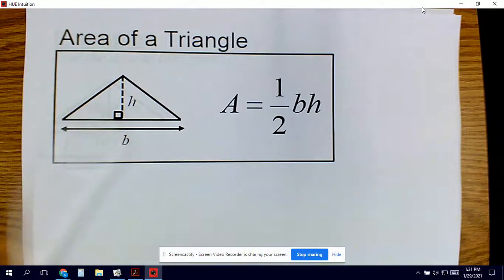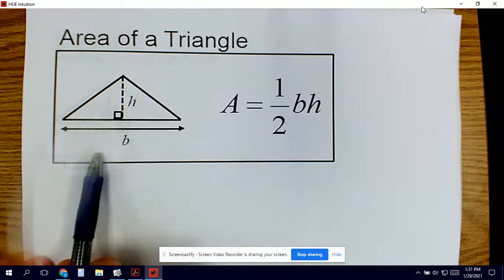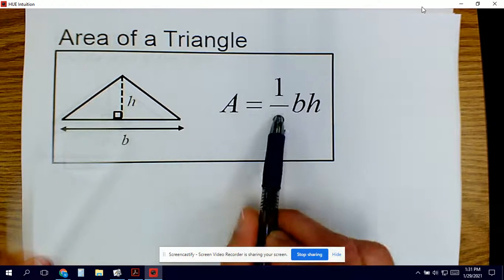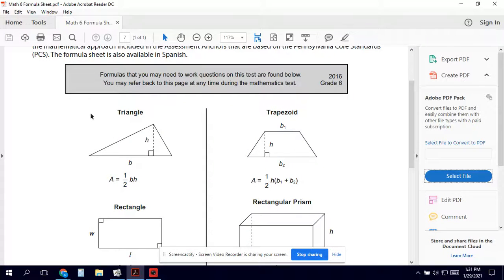The first polygon we're talking about today is the area of a triangle. So area of a triangle, we have a picture of our triangle here, and our formula A equals 1/2 BH. This matches our formula sheet. The triangle is the very first object on our formula sheet. And here we have our formula A equals 1/2 BH.